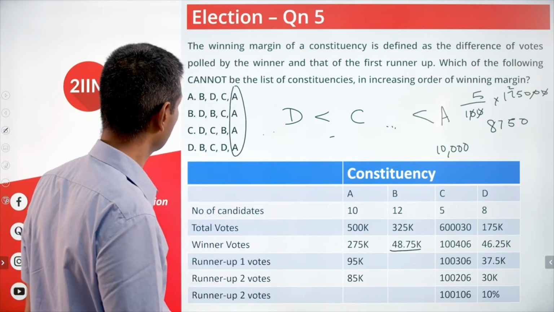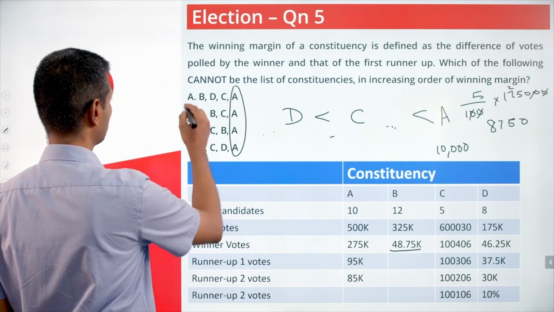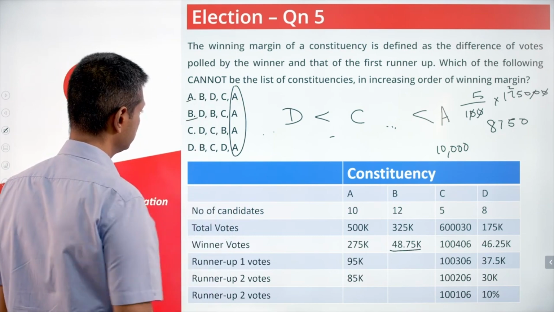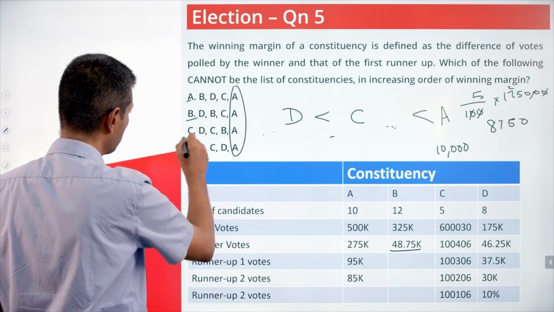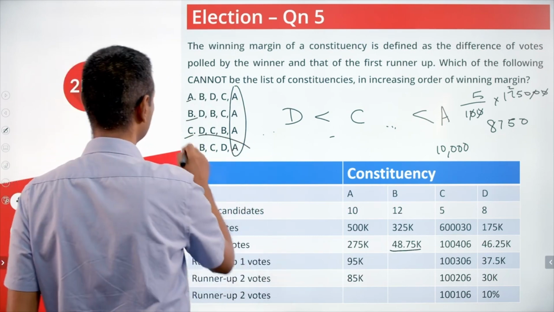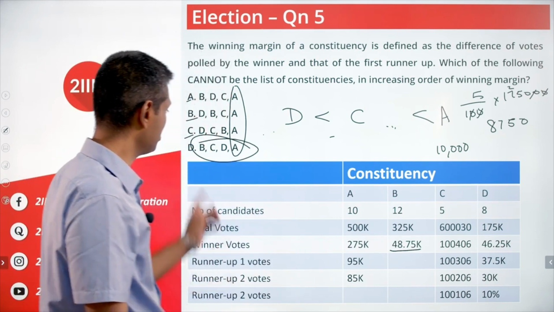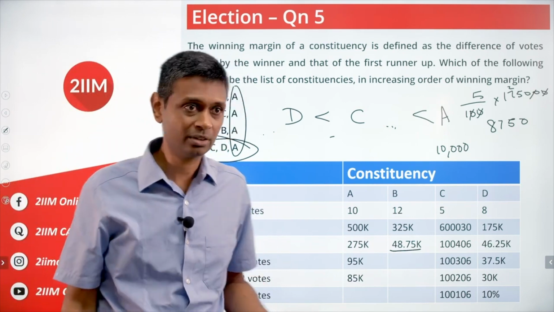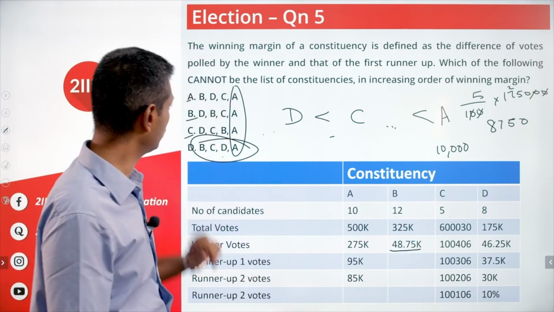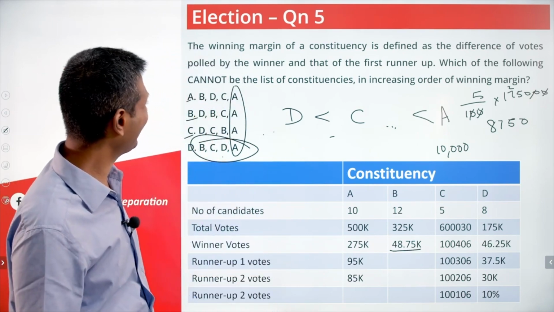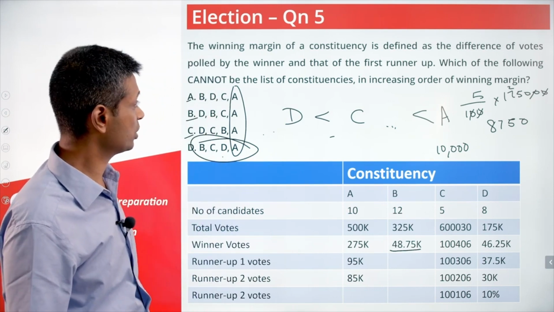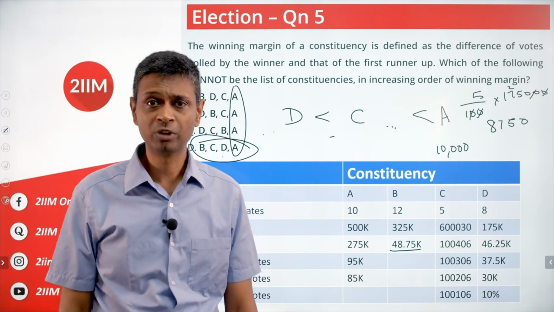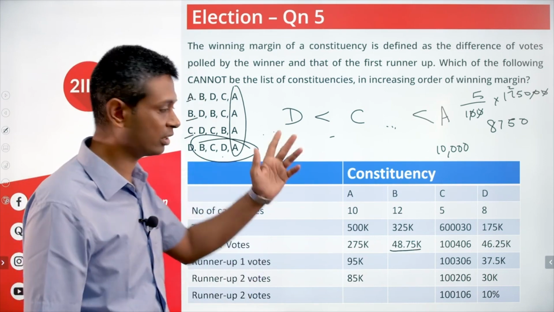Let's look at the choices. BDCA, yeah, it seems possible. DBCA should be possible. DCBA should be possible. BCDA, this is not possible. We know D is less than C. BCDA is not possible. We need not even have evaluated where B would sit. All we need to know is D is less than C. Which of the following cannot be the list of constituencies in increasing order of winning margin? BCDA cannot be an order in which this can appear.